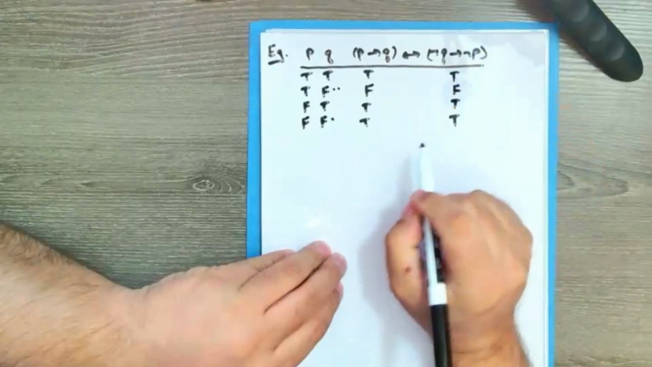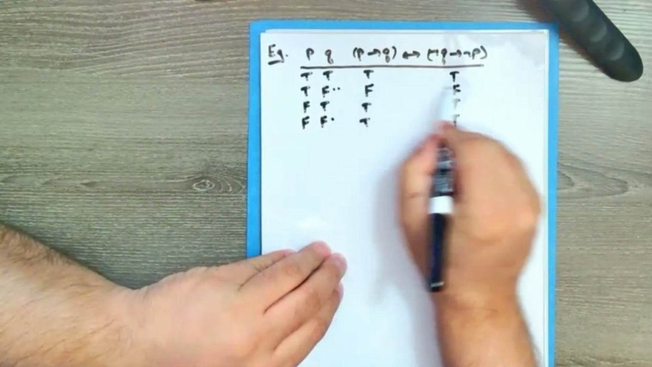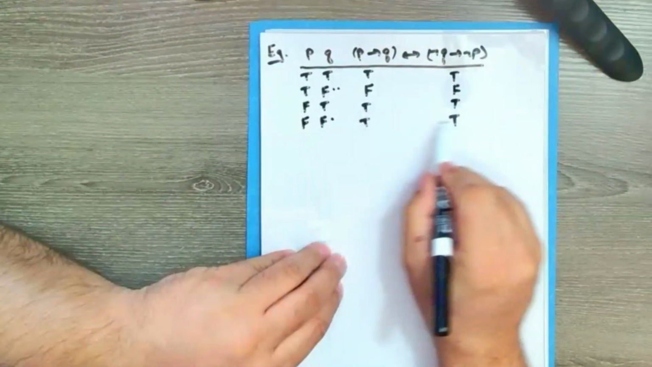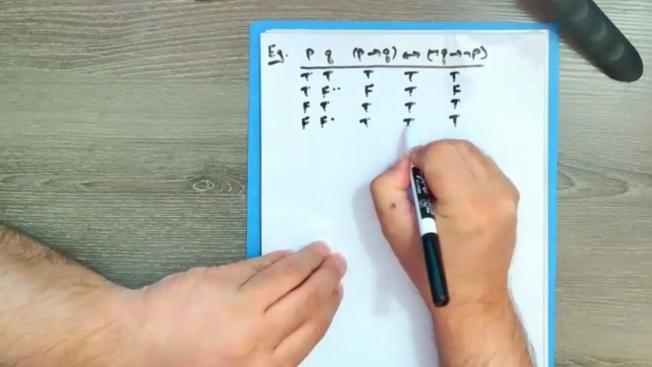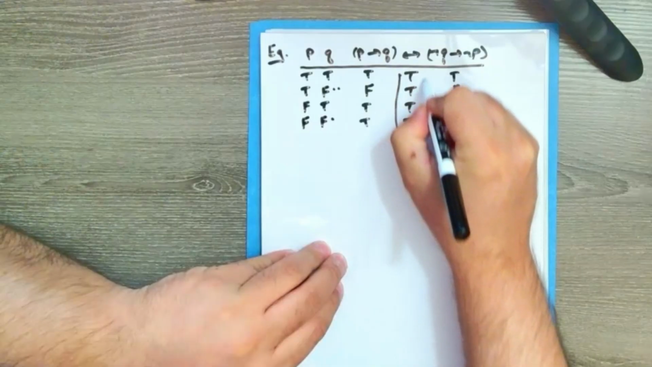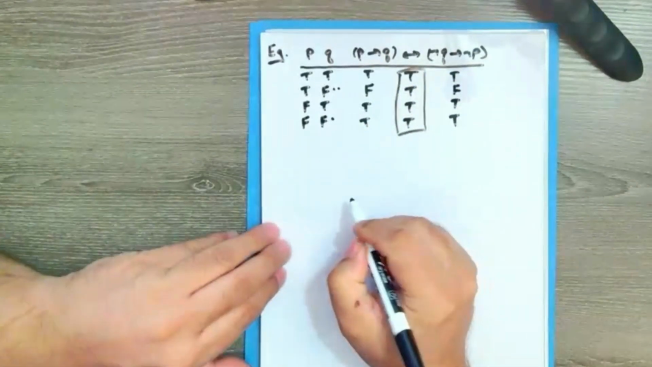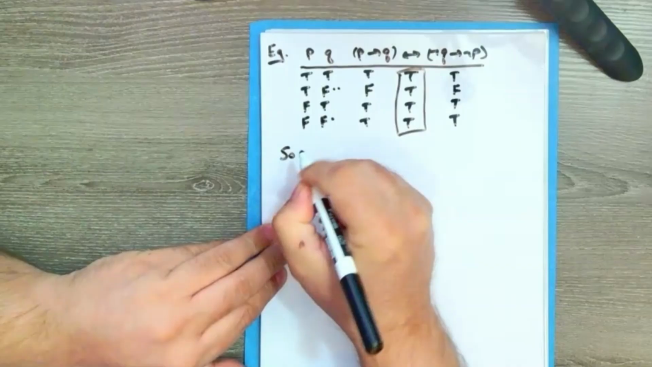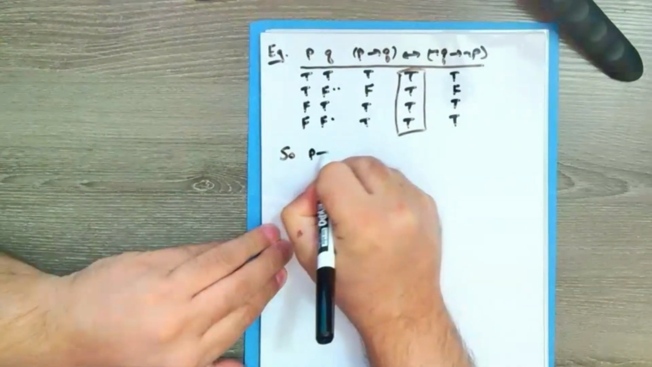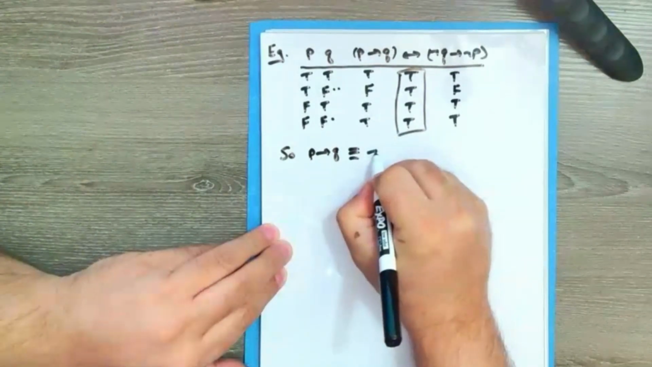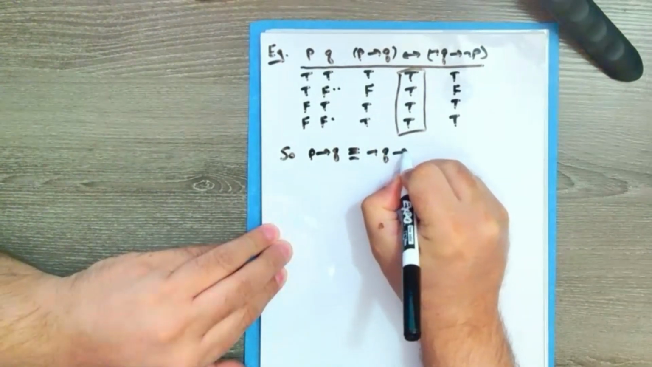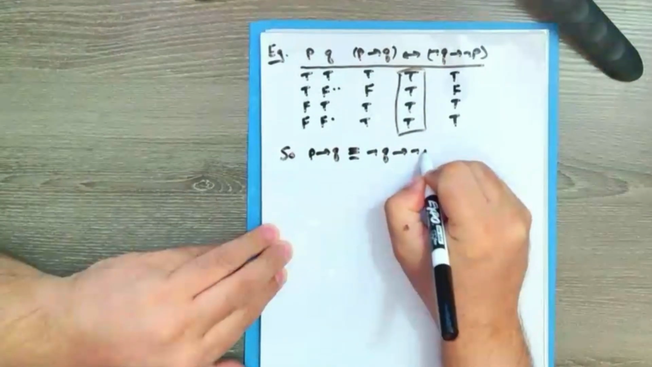biconditional connecting them, and since the values are the same in all cases, the biconditional is always true, and so this is a tautology. And so we have demonstrated that the implication P implies Q is logically equivalent to its contrapositive, not Q implies not P.